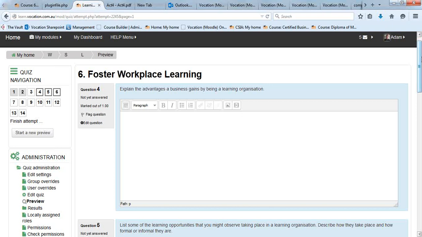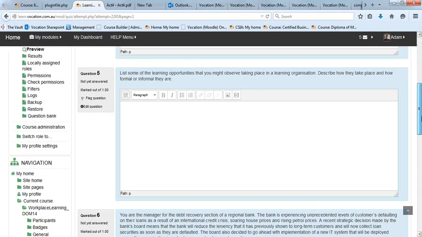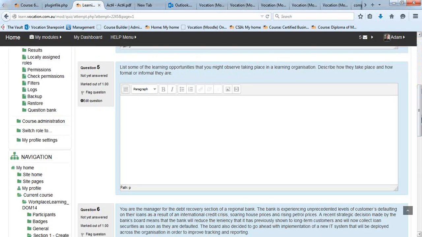Sounds good. So let's go on to the next question in that case. Question 5 is: list some of the learning opportunities that you might observe taking place in a learning organisation, and describe how they take place and how informal or formal they are. There is a whole section in the learning material that talks about formal versus informal learning opportunities, and it's all in there, guys. So have a look in there.